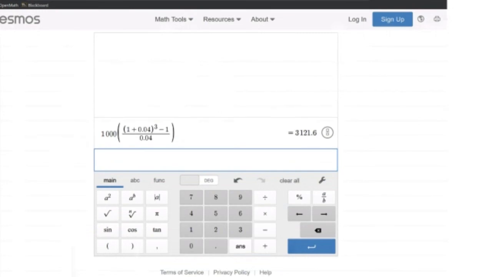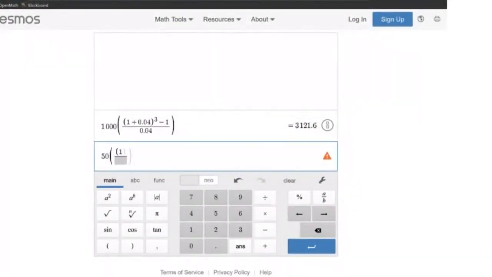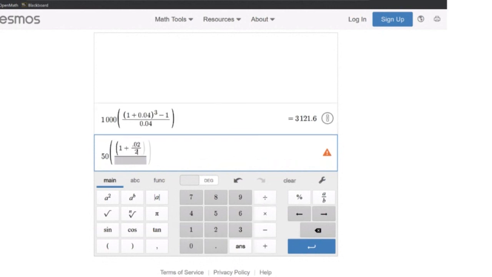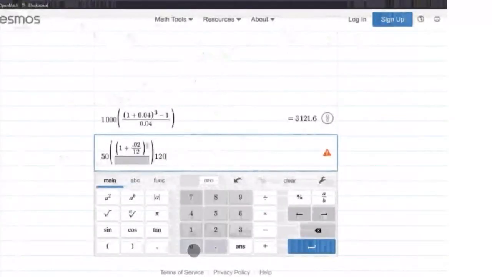Yes. Let's see if we can get this in here. 50 times big parentheses, fraction inside the parentheses, times 1 plus 0.02 divided by 12. Notice how Desmos automatically makes the 0.02 divided by 12 a fraction. Right arrow, close parentheses, raised to the power of, what was it? 120. Yeah.